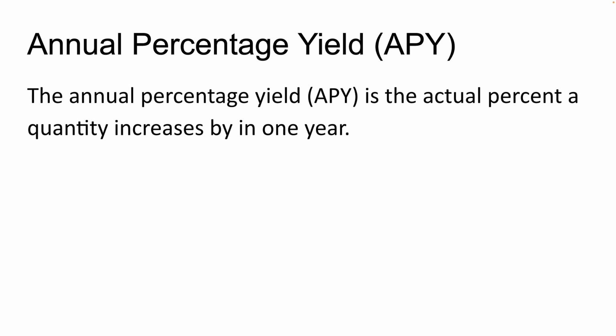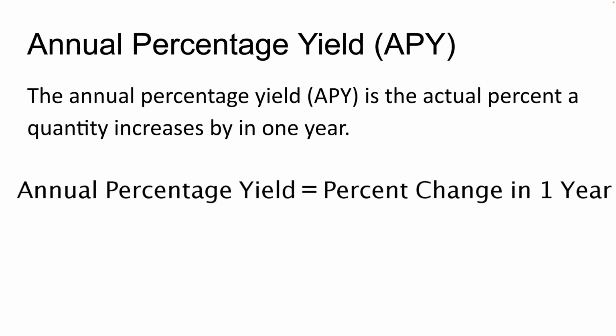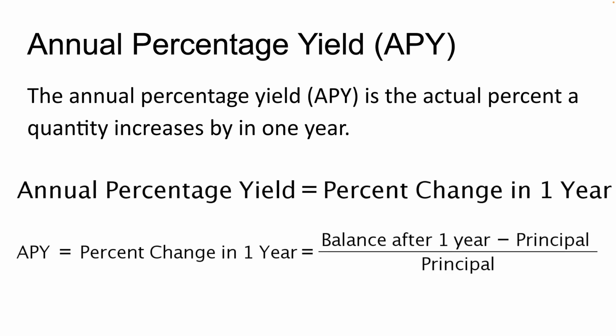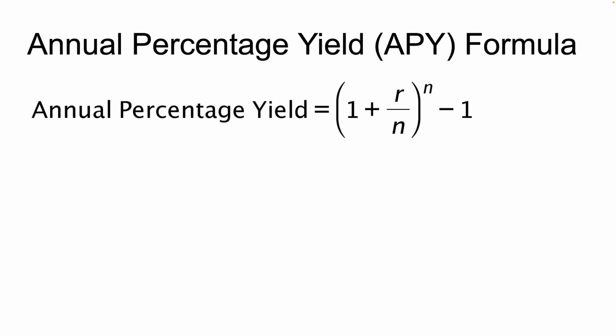The annual percentage yield, or the APY, is the actual percent a quantity increases by in 1 year. Essentially, the annual percentage yield is the percent change of your money in 1 year's time. This means that you would take your balance after 1 year, subtract the principal, and divide it by the principal. There is a formula to find the annual percentage yield. This is the quantity 1 plus r over n raised to the n power minus 1.